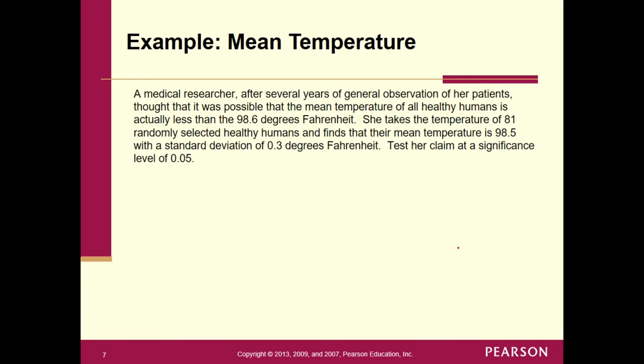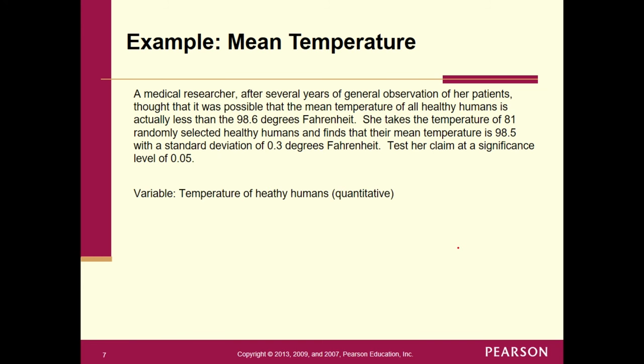All right, so a medical researcher, after several years of general observation of patients, thought it was possible that the mean temperature of all healthy humans is actually less than the 98.6 degrees Fahrenheit that the medical field typically uses. She takes the temperature of 81 randomly selected healthy humans and finds that their mean temperature is 98.5, standard deviation of 0.3 degrees Fahrenheit. Test your claim at a significance level 0.05.